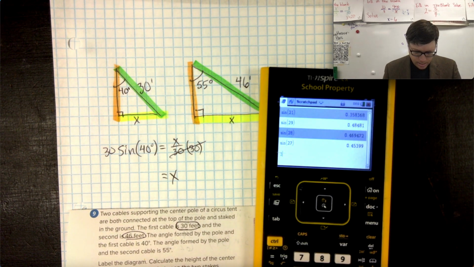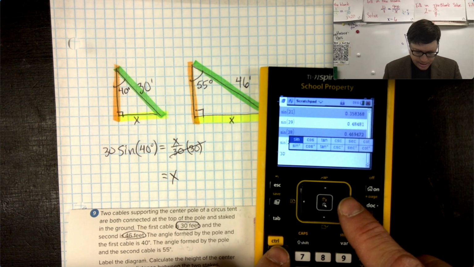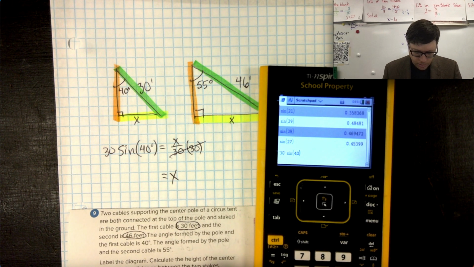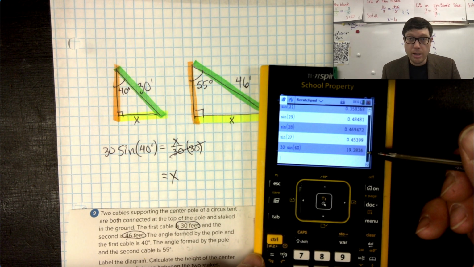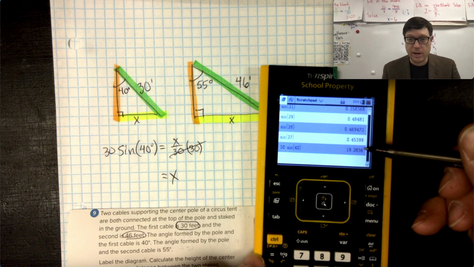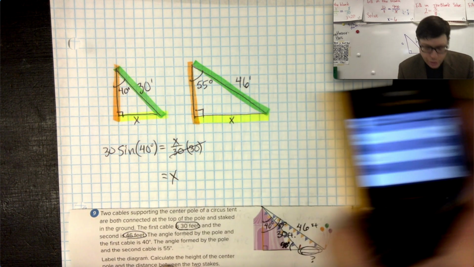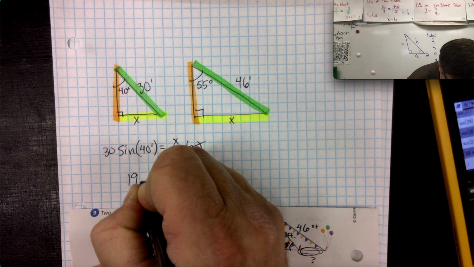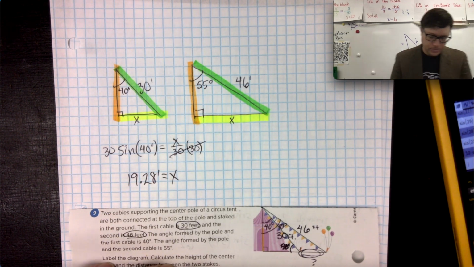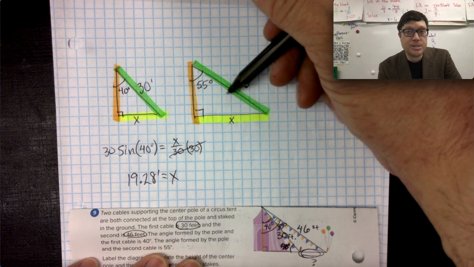30 times sine of 40 degrees. That bottom side of the triangle's diagram is 19.28 feet.